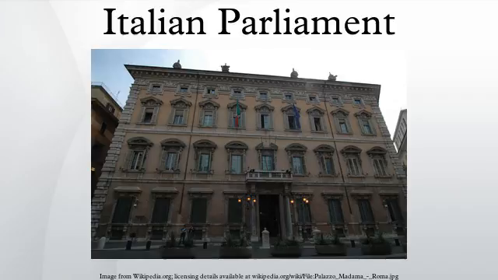The Chamber of Deputies has 630 members, while the Senate has 315 elected members and a small number of life senators: former presidents of the Republic, and up to 5 members appointed by the President for having contributed to the country's high achievement in the social or scientific field. As of May 2015 there are 6 life senators.